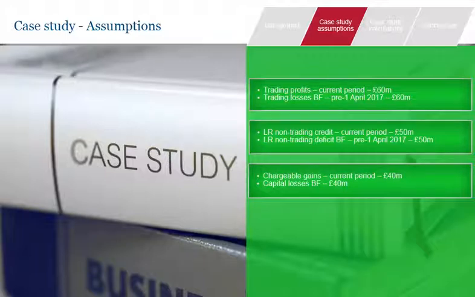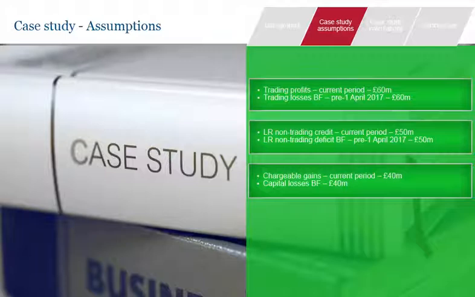In the absence of the CILR, it can be seen quite easily that the company would have net current period taxable profits of exactly zero, and all of its brought forward losses would be fully relieved in the period. Note that the brought forward trading losses are assumed to be pre-1st April 2017 trading losses. This means they can only be relieved against trading profits of future periods.